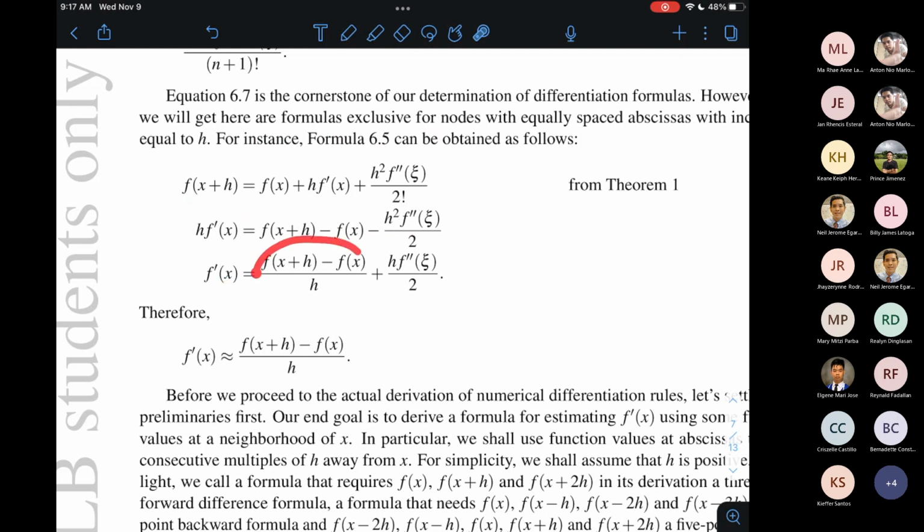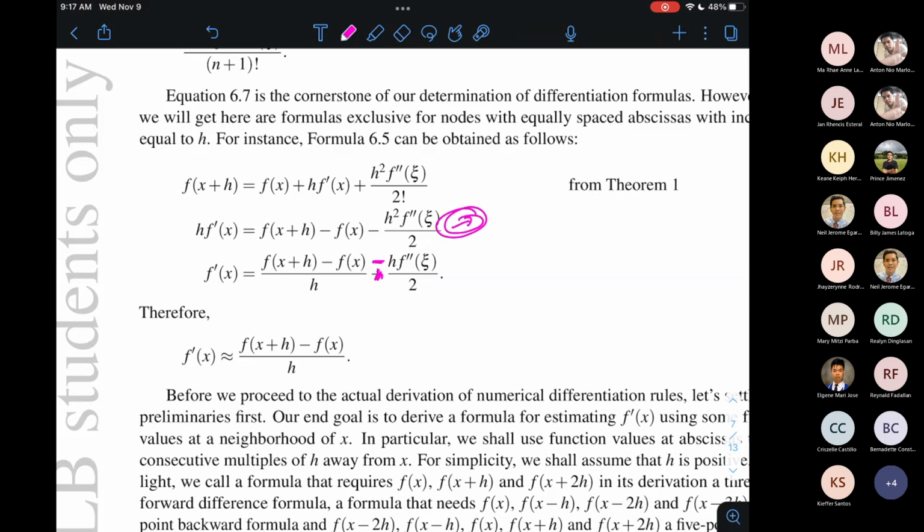So this is f of x plus h minus f of x all over h plus h f double prime of c all over 2. Oh, I think I committed a typo here. Dapat pala ito ay minus. Tama na. Dapat siya ay minus h f double prime of c all over 2, kasi dinivide ko lang both sides nitong equation na to by h.